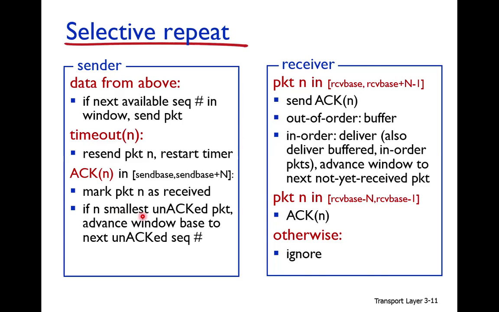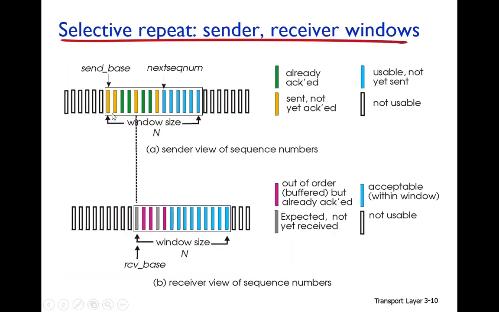And if n is the smallest unacknowledged packet, meaning n is the oldest packet that was sent and unacknowledged, then the send base will be advanced to the next unacknowledged sequence number. So if we receive the acknowledgement for these two packets, then the send base will become this one. If we receive the acknowledgement for this packet, then the send base will become this packet, because it is now the oldest one.